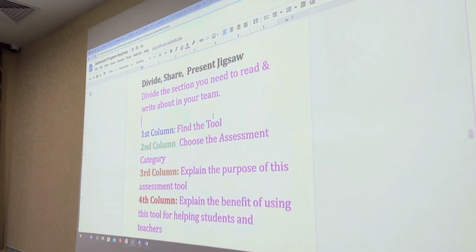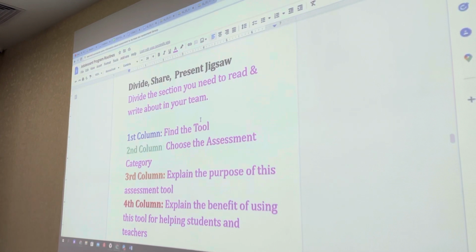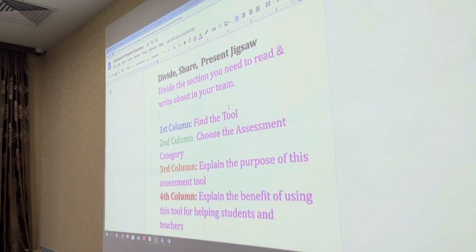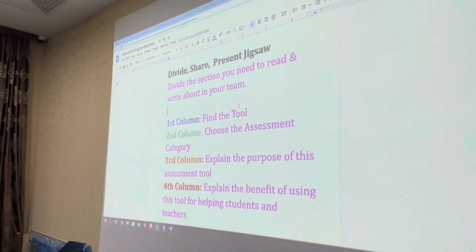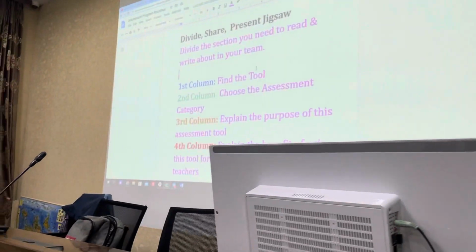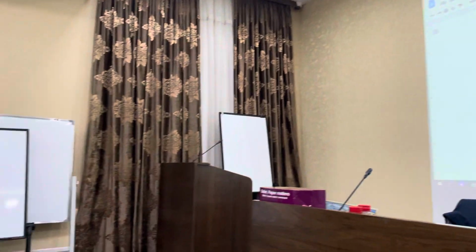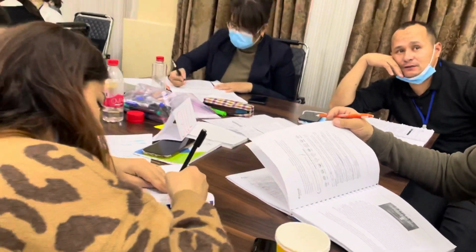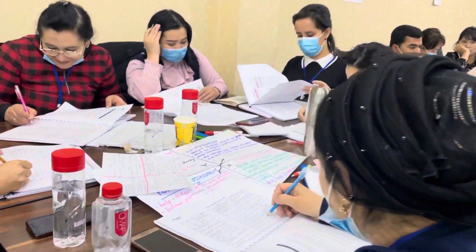This activity is called Divide, Share, and Present Jigsaw. So what do we have? We have a text, and we're separating the text into parts. Every person is writing into a graphic organizer, and they need to fill in each of these 4 columns. So they do their 2 examples, and they hear the examples from their classmates. And then they have to share their ideas in order to fill their graphic.